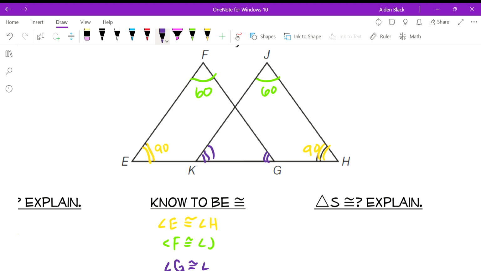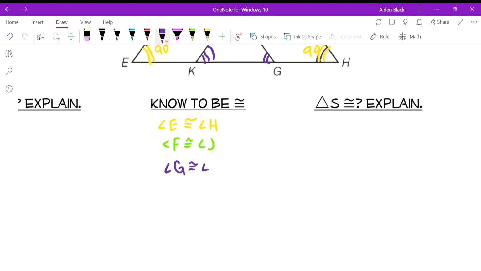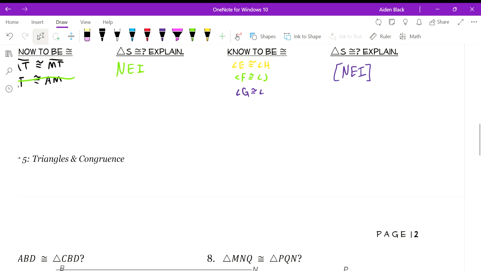But having angle, angle, angle, is that one of our theorems? Do we have a theorem, angle, angle, angle? We do not. So we have insufficient information, not enough information. I won't even write no.